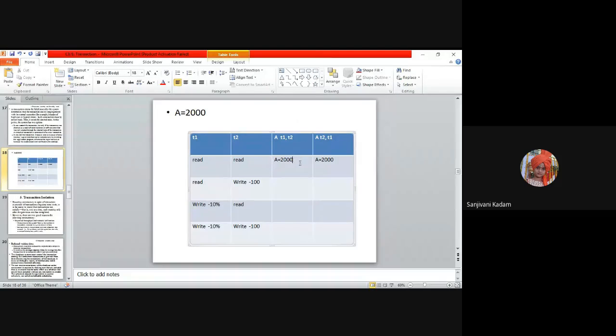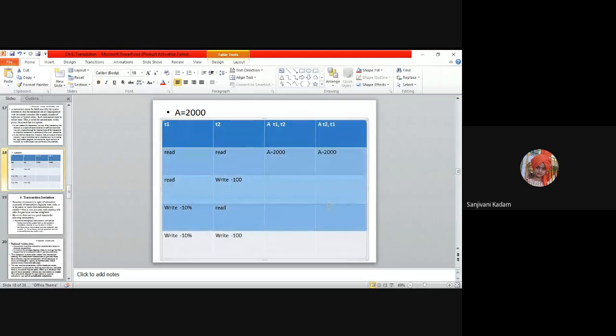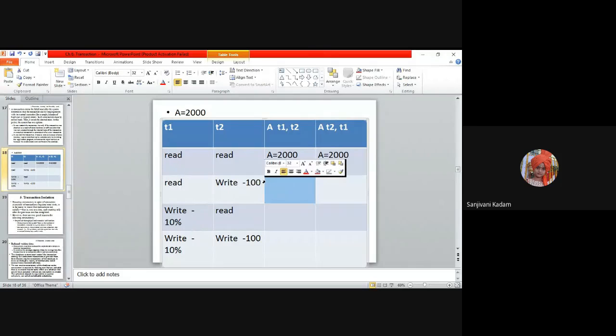So consider the second sequence. Is this table clearly visible to you? I will increase the font, wait a minute. Now consider first T1 is executed. T1 performs the reading operation, so A equals 2000 and there is no change. That transaction will read the value A equal to 2000, and afterwards T2 executes, deducting the value by 100, which makes the value 1900.